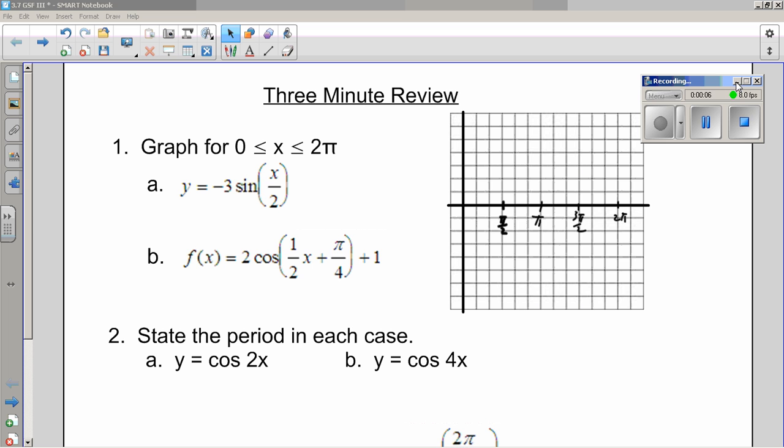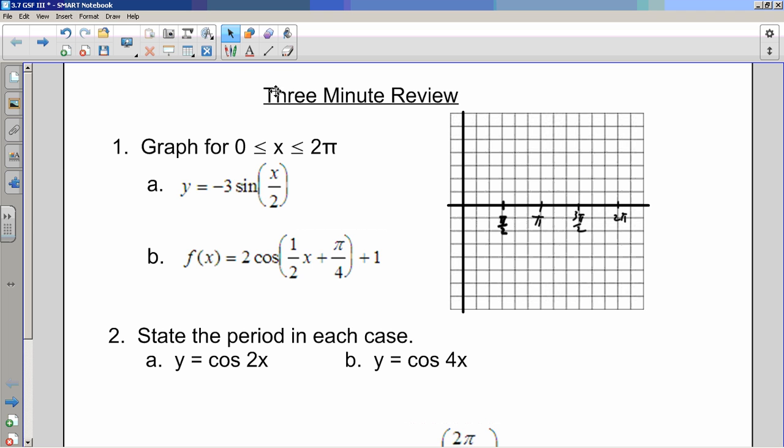Day 7 of our trig unit already. There's a lot more to come. This is actually day 3 of our graphing sinusoidal functions mini section.